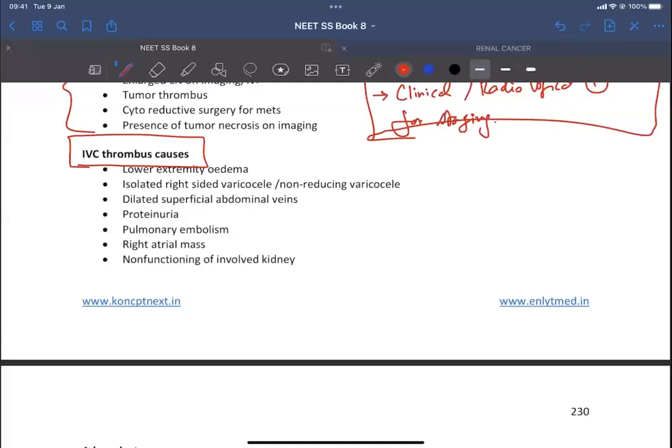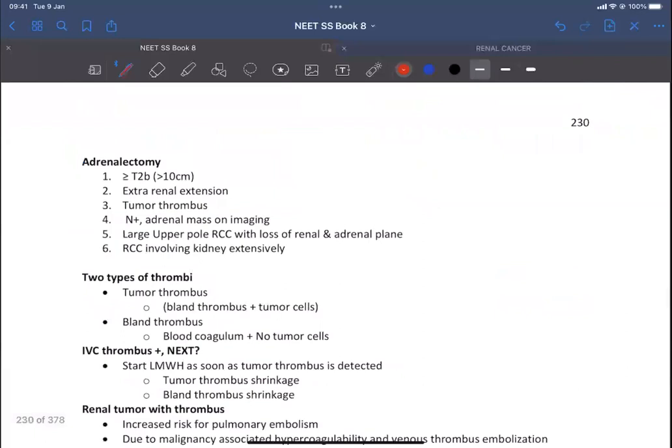So lymph nodes, yes, you don't need to do anything about it, but if there is an IVC thrombus, that has to be removed. How does it present? It can cause lower extremity edema. So we've already said isolated right-sided varicocele, which is not reducing, is not very common. It's common to have a left-sided varicocele, but an isolated right-sided varicocele that's not reducing, very high suspicion of some IVC-related problems. Dilated superficial veins generally mean there are collaterals, proteinuria, pulmonary embolism, right atrial mass, and sometimes even non-functioning.